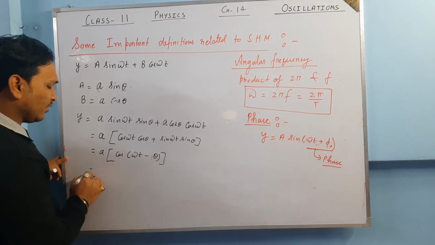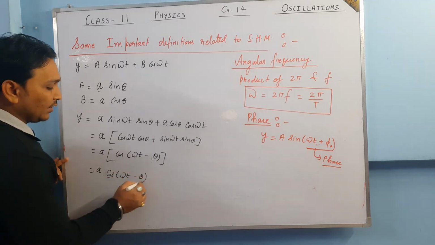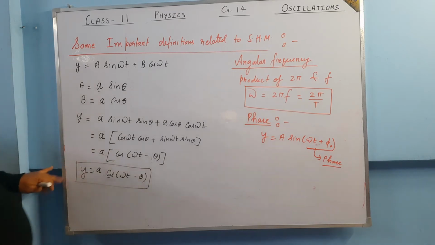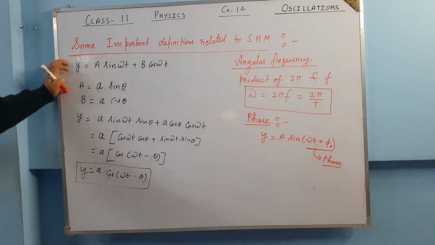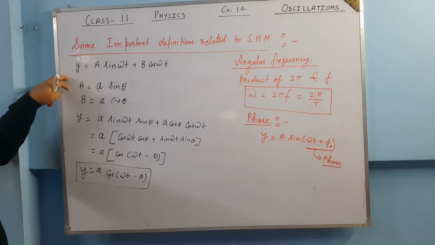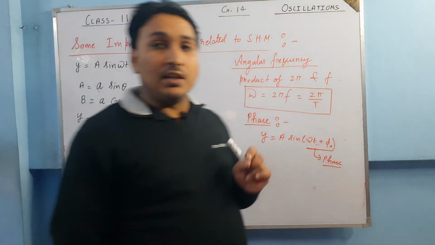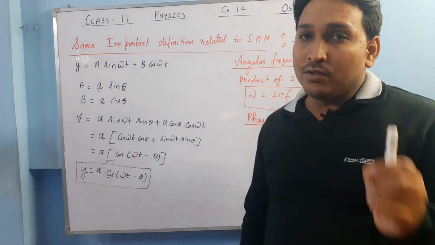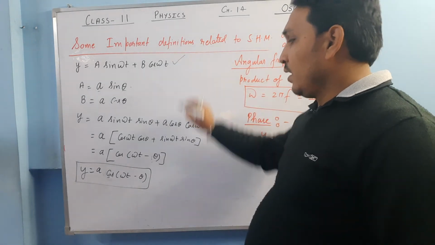Okay, so we can simply write A cos(omega t minus theta), where now this equation is a single sine or single cosine function. It represents SHM, and this equation can be converted into this form. So what we can say? You should make note of this point: a single sine or single cosine represents SHM.